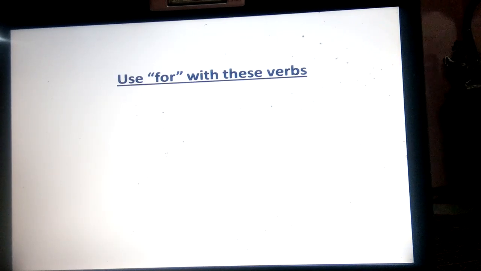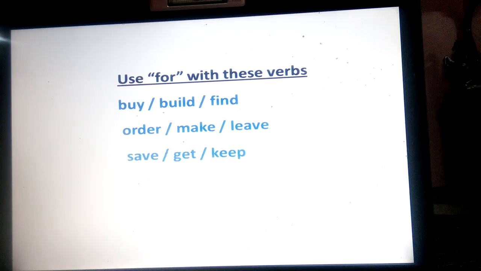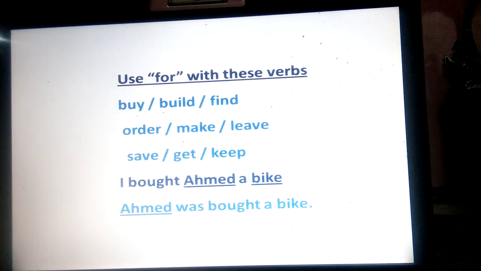Use for with these verbs. Do I use for at my own discretion, or is there a rule for it? There are verbs I must use for with. Okay. Buy, build, find, order, make, leave, save, get, keep. Example: I bought Ahmed a bike. And in the passive, Ahmed was bought a bike, or a bike was bought for Ahmed. Okay.